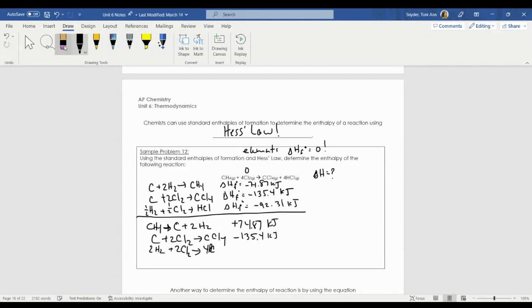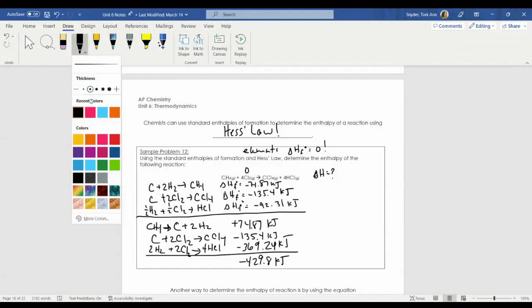Oh my God, I keep screwing up here. And this is why I like to teach Hess's law first, because you can use Hess's law for a lot of stuff. And if I take negative 92.31 times 4, I get negative 369.24. Let's add all these up. So if I add these guys up, I get negative 429.8 kilojoules. But let's make sure that these guys all cancel out.